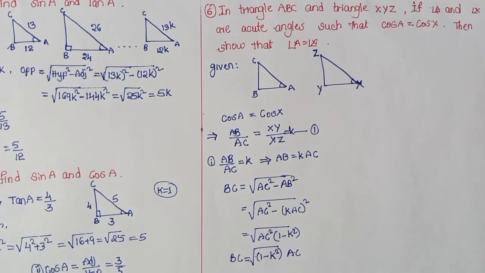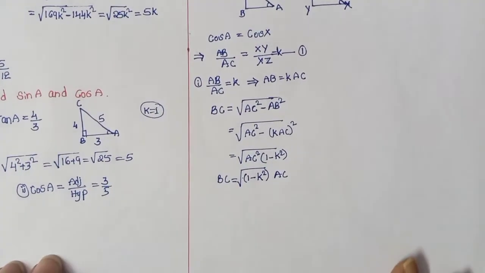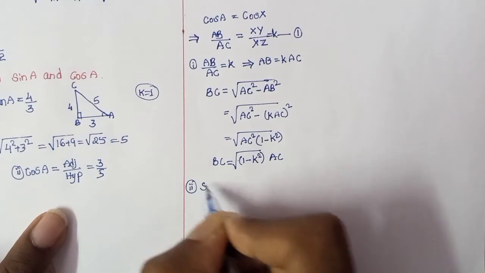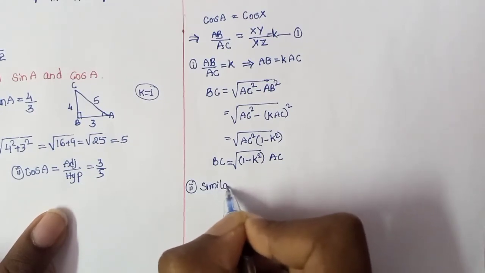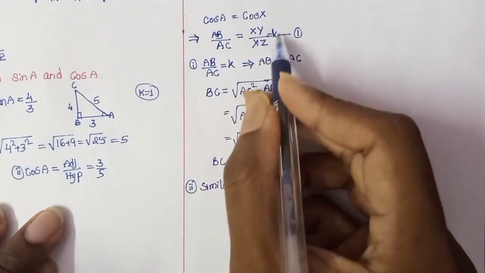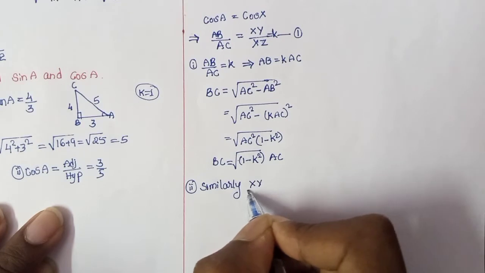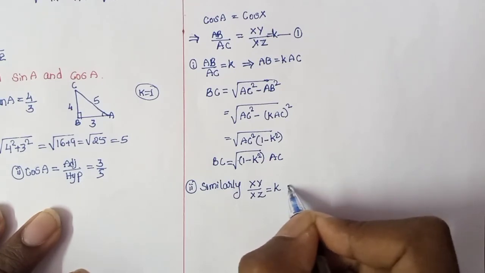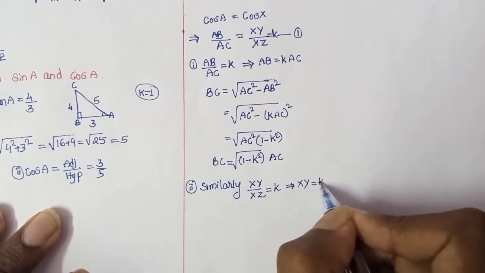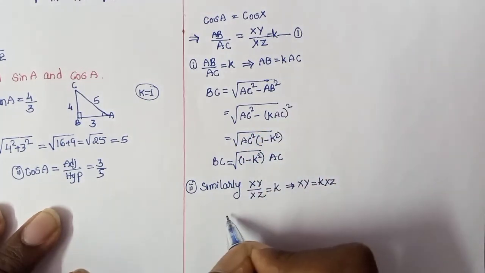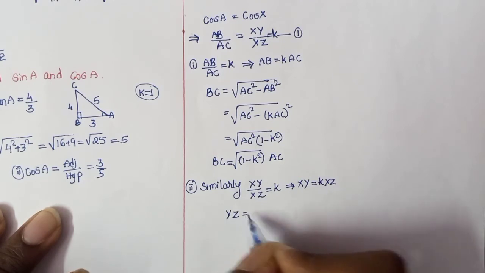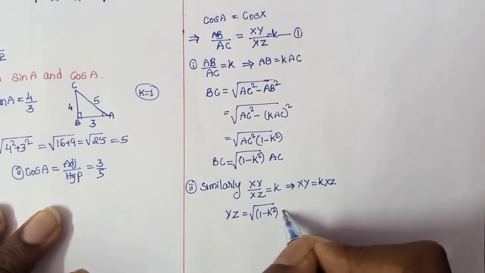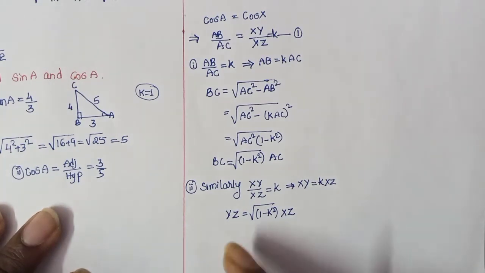And next, similarly, the second one is, if you take this relation XY by XZ is equal to K, you will get XY is equal to K times XZ, and if you do the same analysis, you will end up with YZ is equal to under root of 1 minus K square into the hypotenuse XZ. You will end up with this relation.